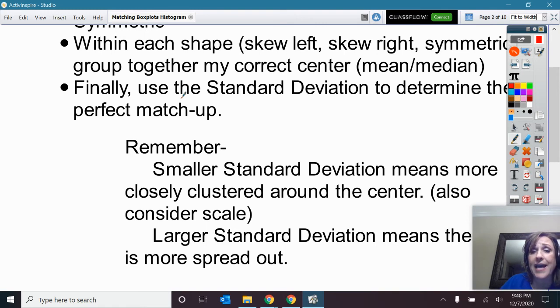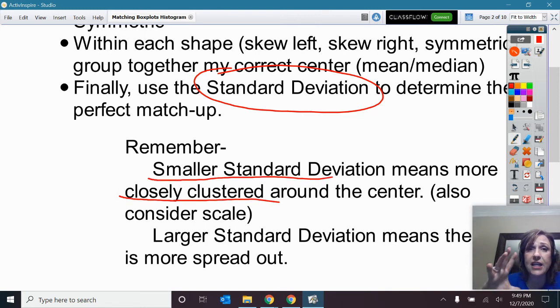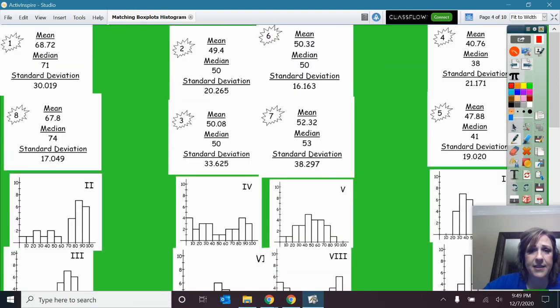And so we're going to look at just, say, the skewed left section. We'll look at those skewed left ones, and then we will be able to relate them together based on their variability. So we'll take a look at that standard deviation because that's going to tell us how varied the data is. A smaller standard deviation will be more closely clustered around the center, and a larger standard deviation will be more varied and more spread out. So that's going to look like this.